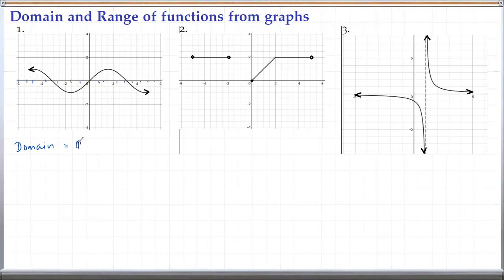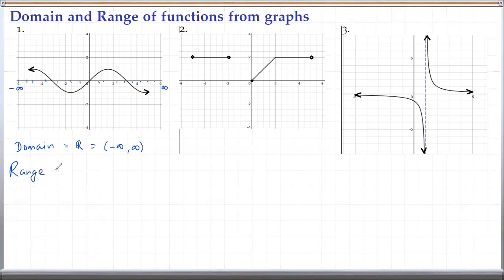So the domain is the set of all real numbers, which we can also write as -infinity to infinity. So we can have any real number from -infinity to infinity along the x-axis as the function. Basically, this graph covers all x values. So that would be the domain.